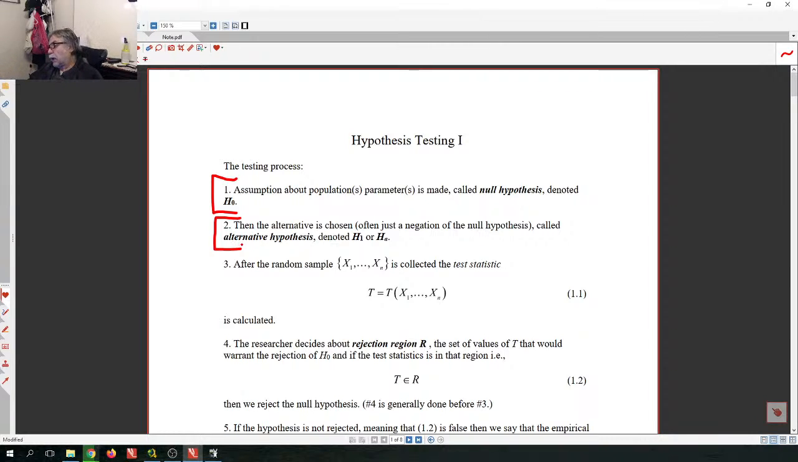So you have a null hypothesis, null claim, often labeled as H0, hypothesis 0. And then you have an alternative hypothesis which challenges that, and that is going to be labeled either H1 or HA. HA is the alternative hypothesis, right?